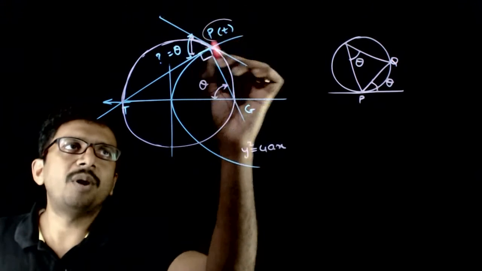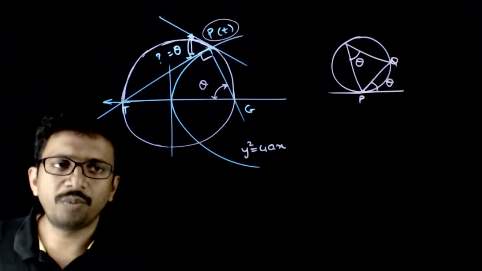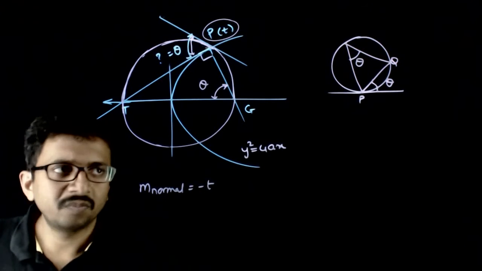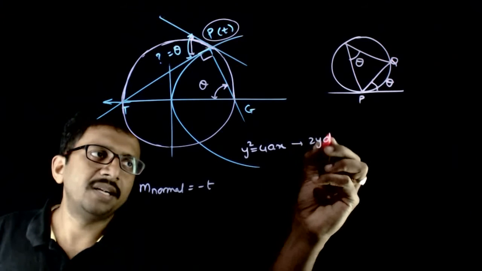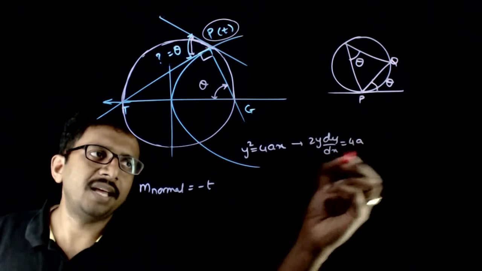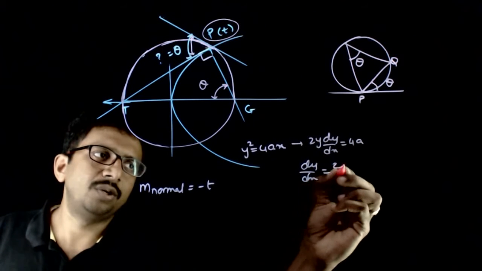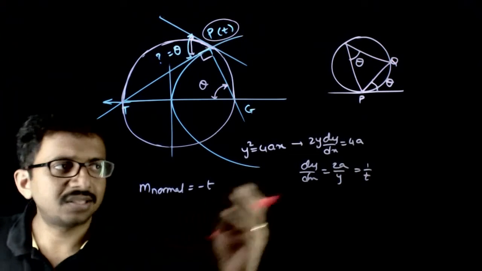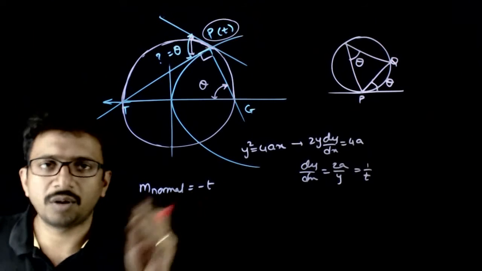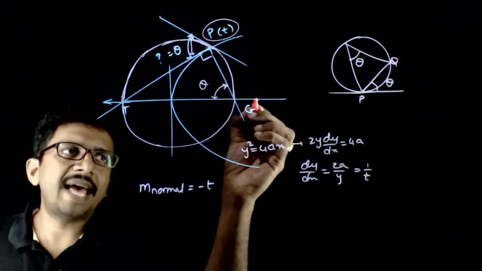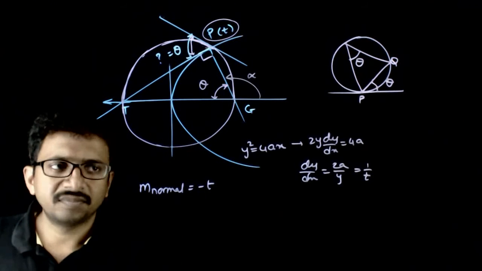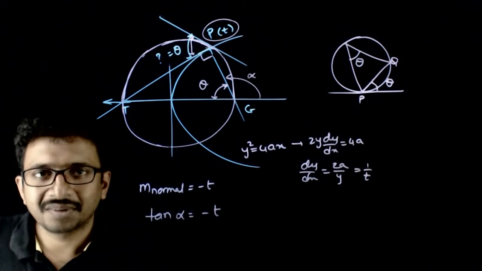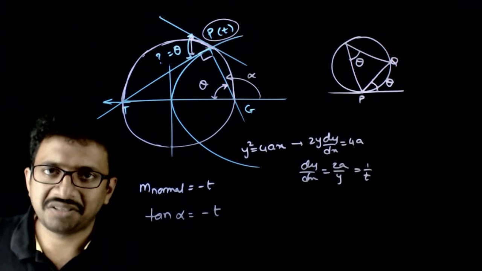So if you have a point with a parameter t, what is the slope of normal? Slope of normal is nothing but minus t, because if you differentiate this, 2y dy by dx is equal to 4a. So dy by dx is equal to 2a by y, which is 2at, that is equal to 1 by t. So the slope of tangent is 1 by t and the slope of normal is minus t. So if this angle is alpha, tan alpha is nothing but minus t.